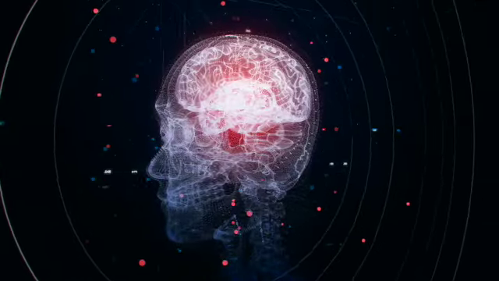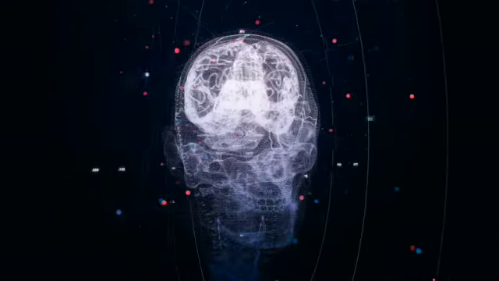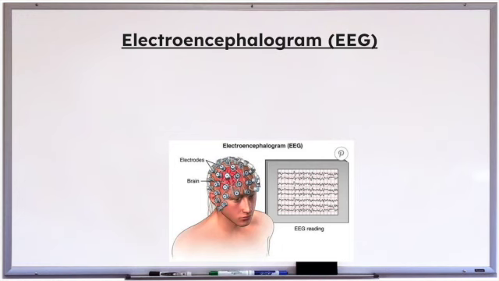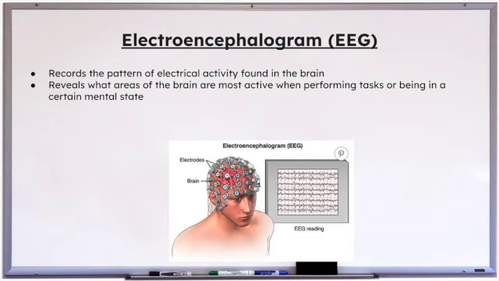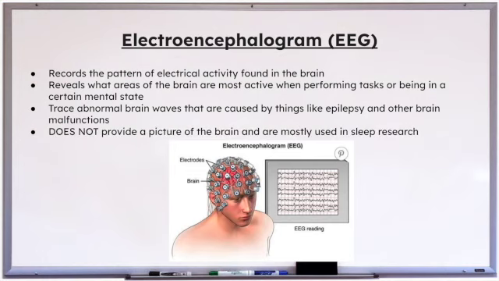The brain plays a big role in helping the human body function. When studying the brain, psychologists use many different tools to aid their research. The electroencephalogram, otherwise known as EEG, is a device that records the pattern of electrical activity found in the brain. It reveals what areas of the brain are most active when performing tasks or being in a certain mental state. EEGs are also able to trace abnormal brain waves that are caused by things like epilepsy and other brain malfunctions.